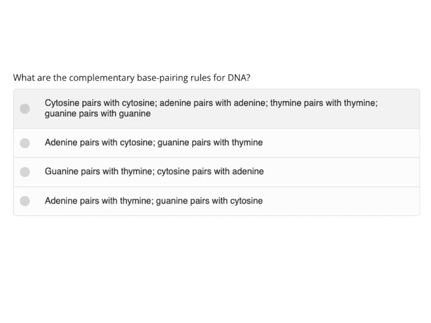So what are the complementary base pairing rules for DNA? Adenine pairs with thymine, and guanine pairs with cytosine.